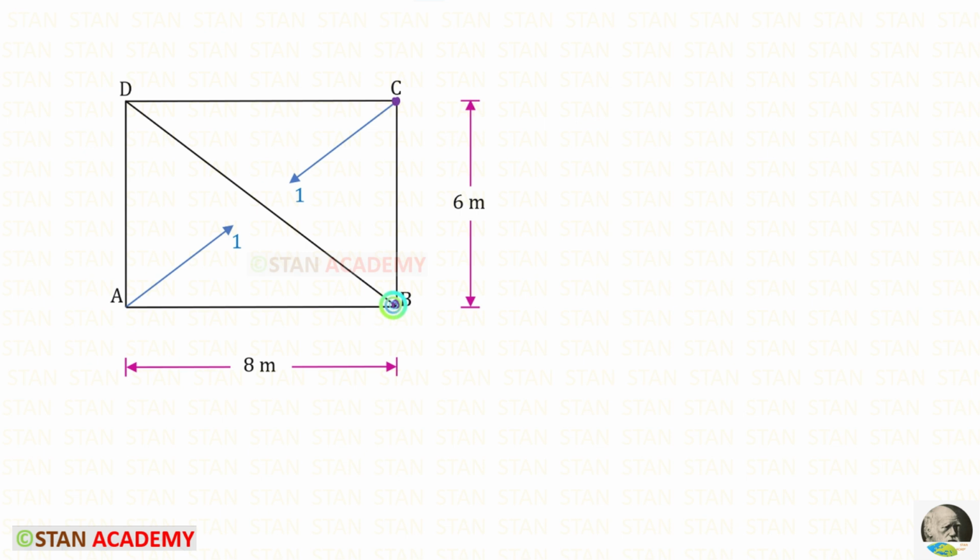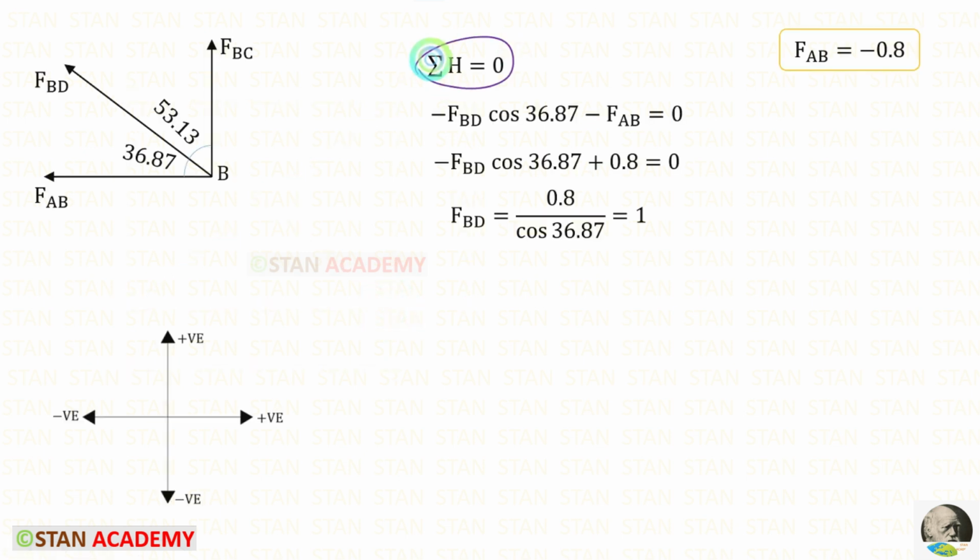Let us take the joint B and find the member force in BD. We can use this rule. FAB is acting towards the left side, so it will be negative. We have to resolve FBD in the horizontal direction. To keep it horizontal, we need this angle. So with FBD, we have to multiply cos 36.87. It is acting towards the left side, so it will be negative. Just before, we have found FAB, so we can apply that. For FBD, we will get 1.